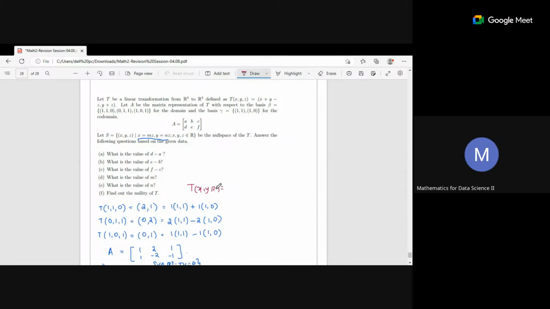I have already given examples, right? Suppose you know the images of the basis elements, you can find the transformation explicitly. How? Because you can express x comma y comma z as alpha times 1 1 0 plus beta times 0 1 1 plus gamma times 1 0 1. Now you find alpha, beta, gamma in terms of x, y, z, and from that we can get the equation. That's all. But you can find the null space from the matrix also.